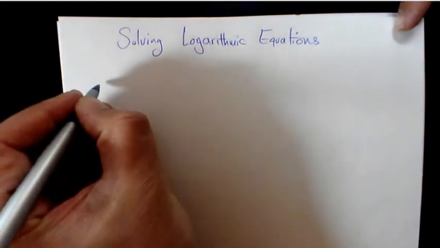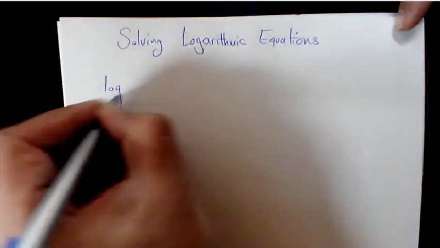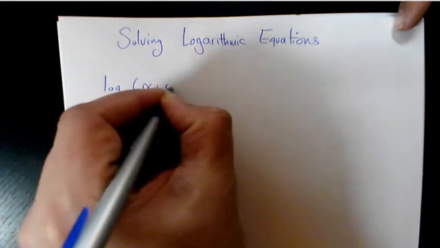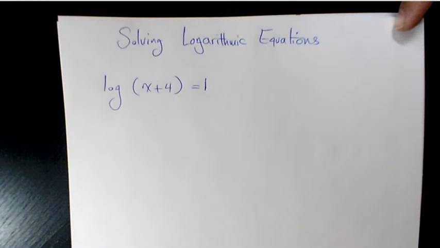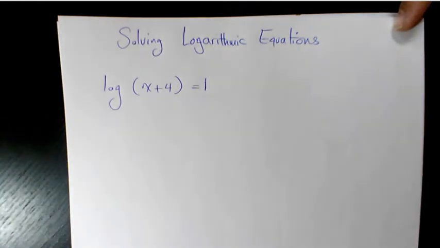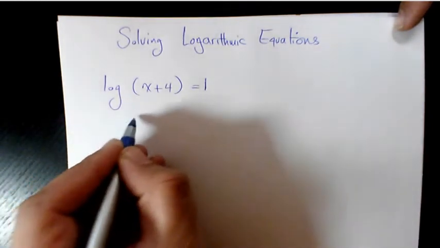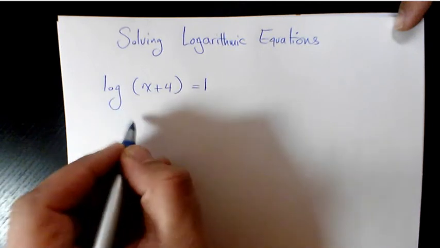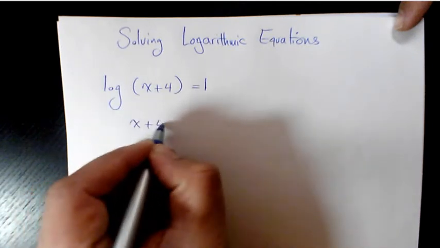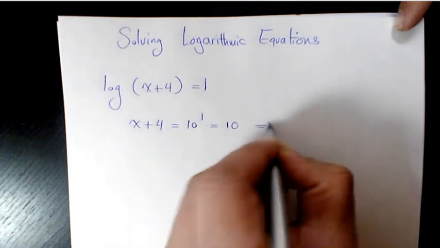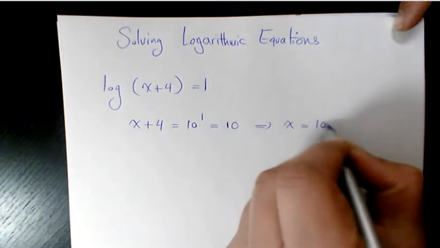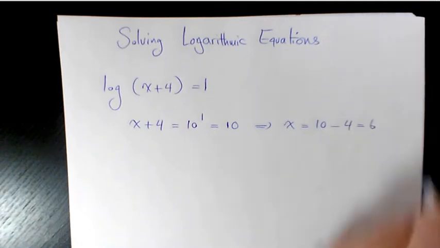First example I have is log(x + 4) = 1. We need to evaluate x. How do you do it? We can say the base is 10, so we can say x + 4 = 10 to the power of 1, which is going to be 10. So x will be 10 minus 4, which is going to be equal to 6.